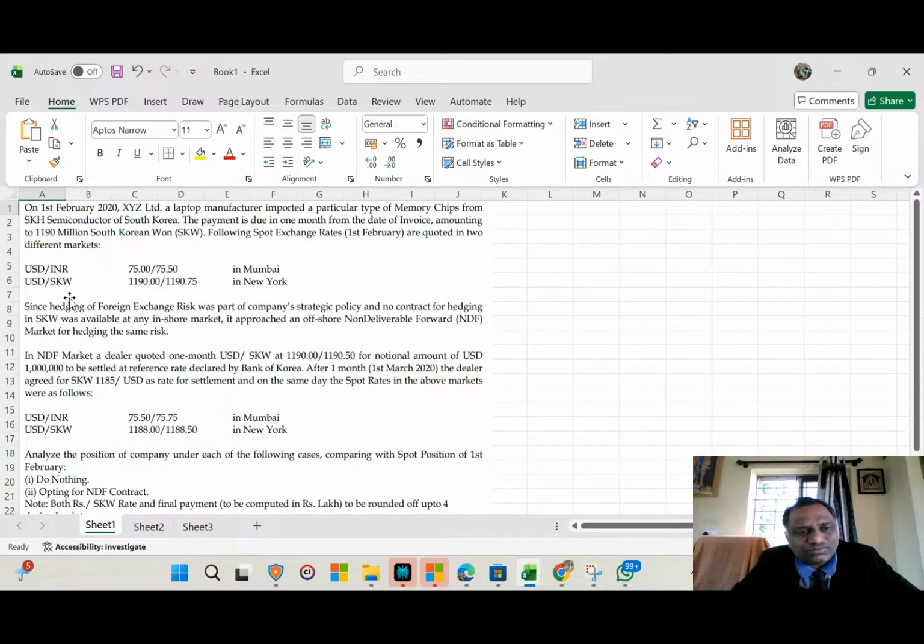But whereas in INR, if I give 75.5 rupees to the bank, the banker will give $1. But if I give 1,190.75 South Korean won to the bank, the banker will give $1. So they give an indirect quote. Now I need to bring it into the direct quote.